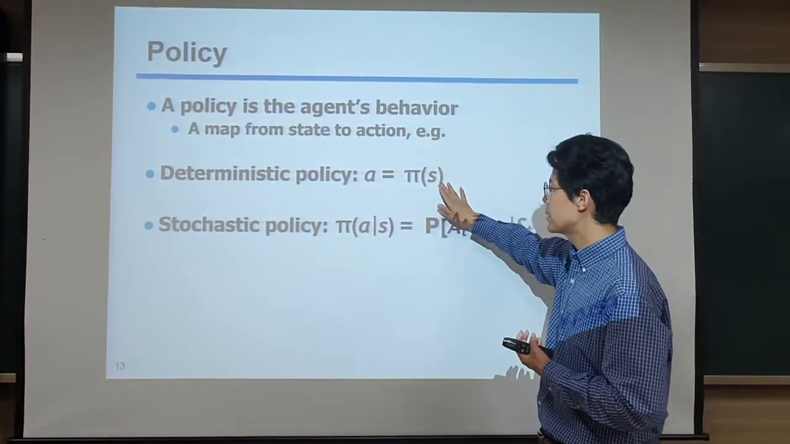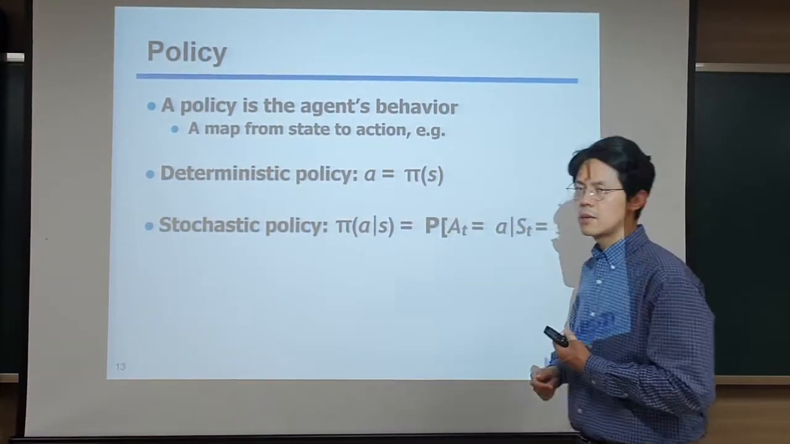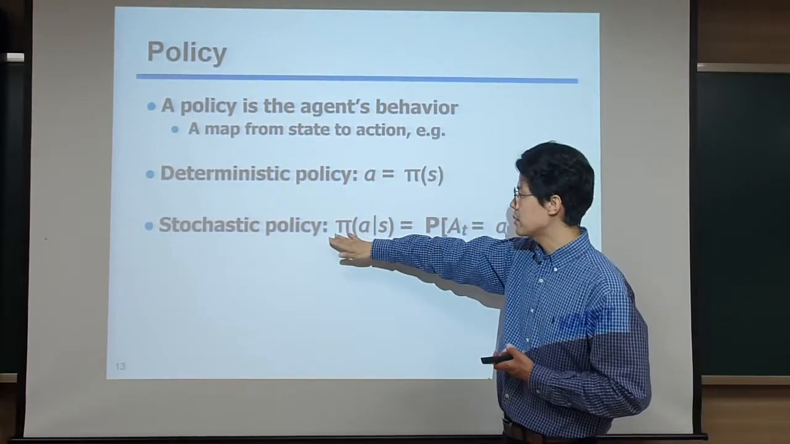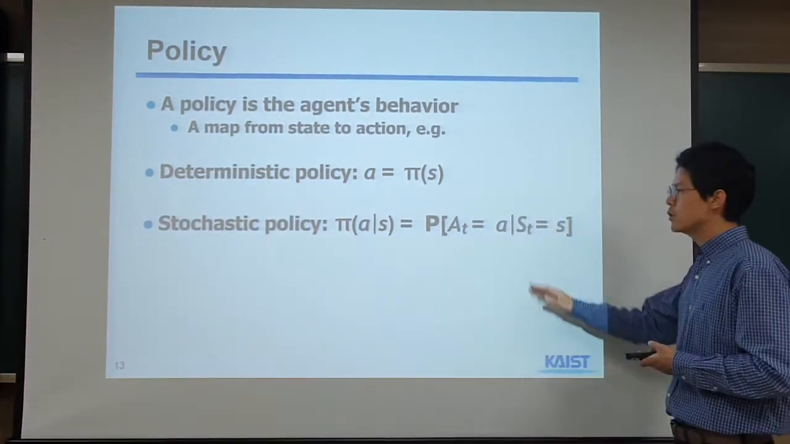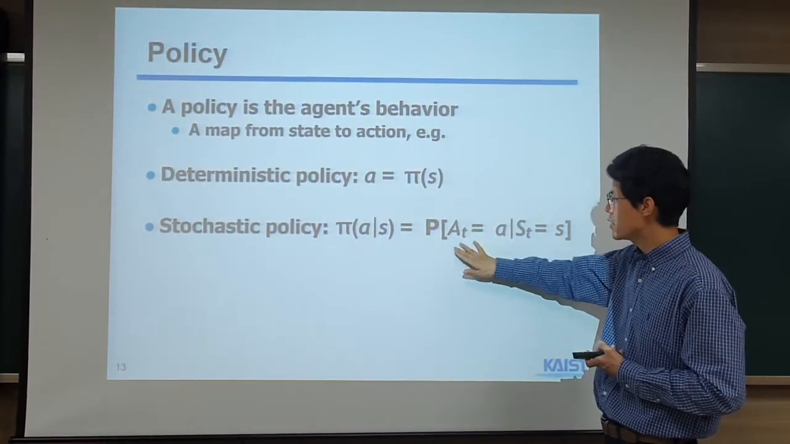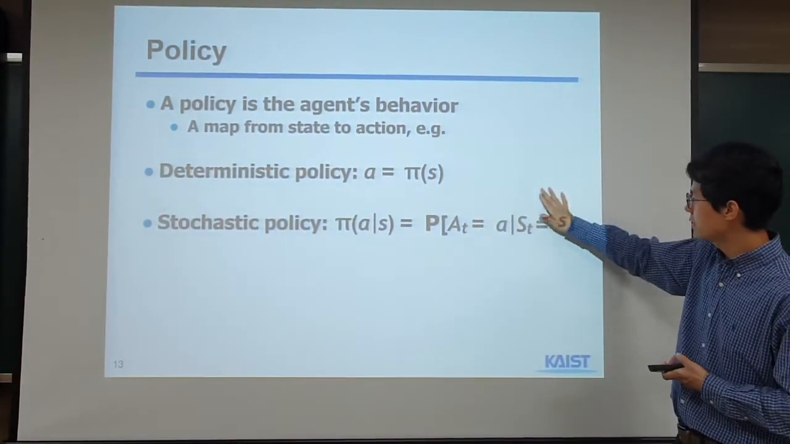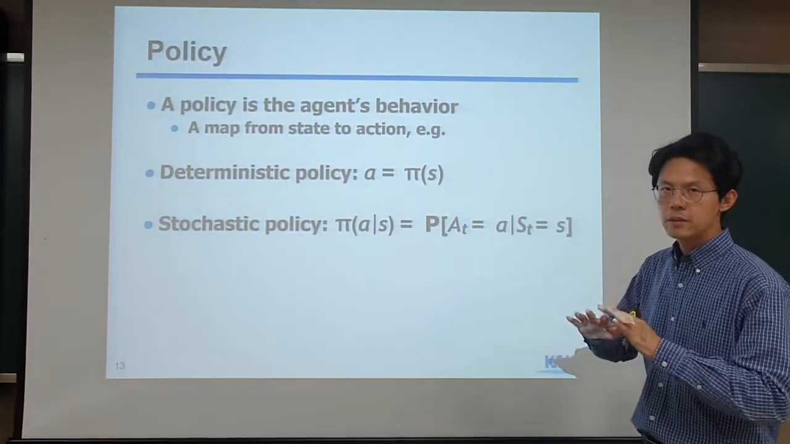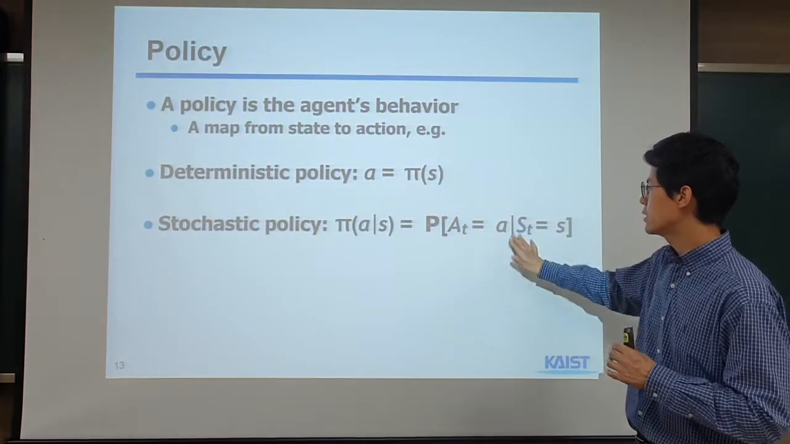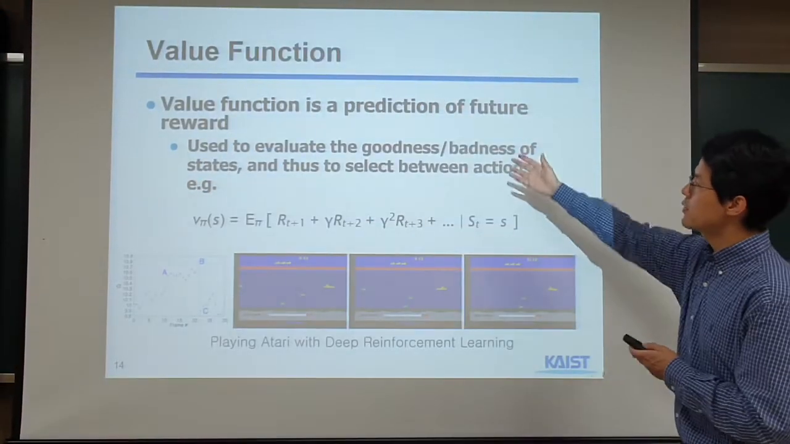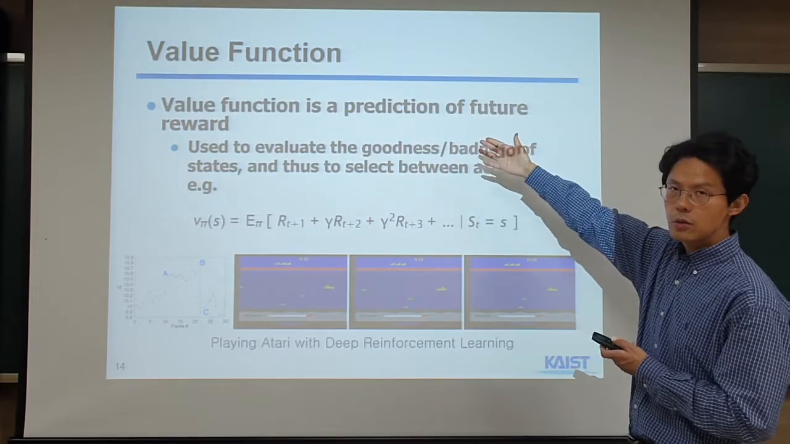This is a deterministic policy. But in a lot of cases we use this kind of stochastic policy. In other words, we will use a probability distribution function. Given the current state S, there will be a probability distribution function over taking a set of actions. Then the value function is a prediction of future reward, right?